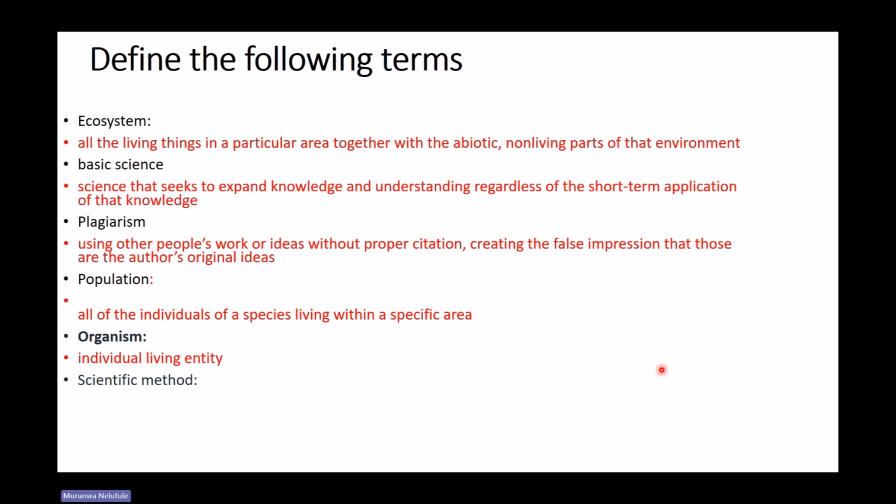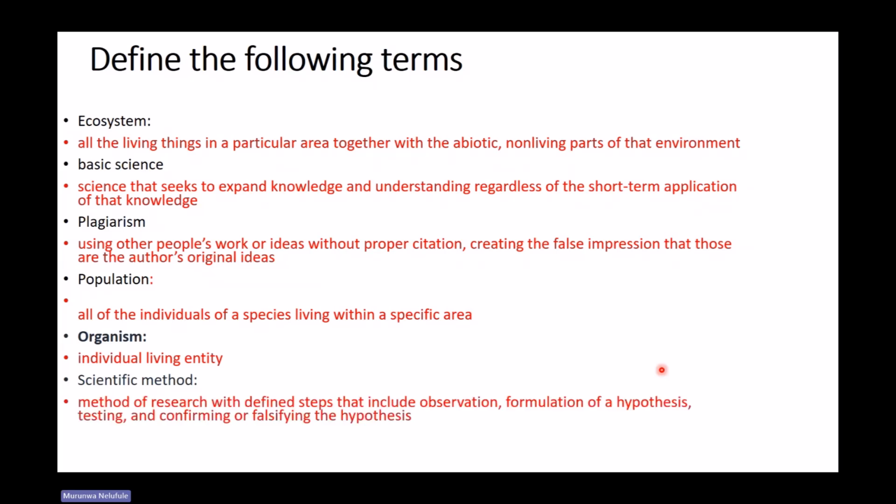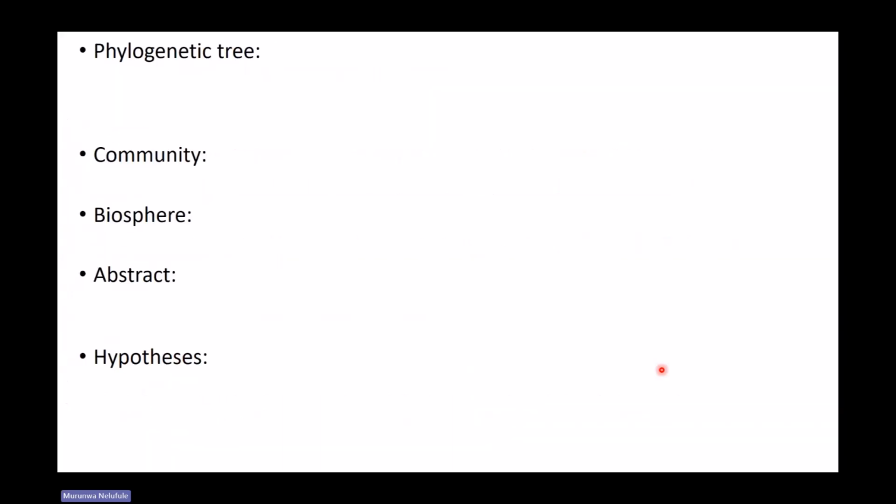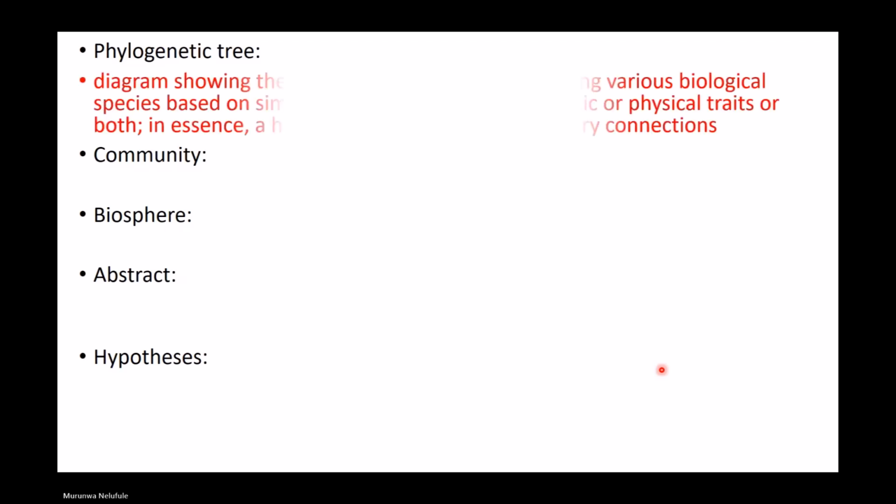And the scientific method is a method of research with defined steps that include observation, formulation of a hypothesis, testing, and confirming or falsifying that particular hypothesis. So here's the other one. What is a phylogenetic tree? A phylogenetic tree is a diagram that represents the evolutionary relationship between different species or organisms.